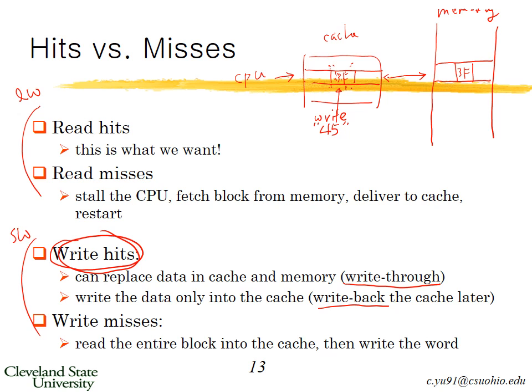Write-through policy means that whenever there is a write hit, you replace the data in the cache as well as memory. So 45 is going to be in the cache and memory at the same time. Write-back policy is just to keep the new value in the cache. Memory is not changed, not yet. We're going to change the memory data when the entire block in the cache is replaced. We'll discuss that issue later.